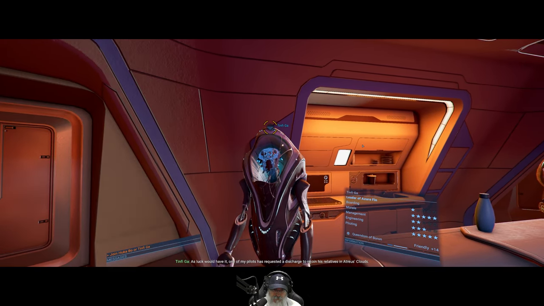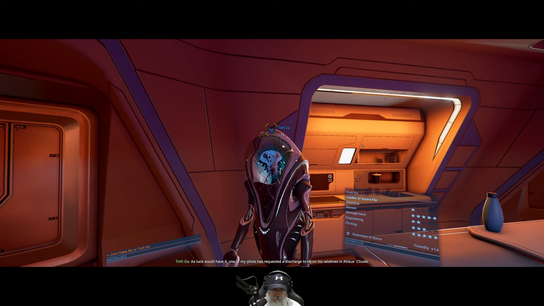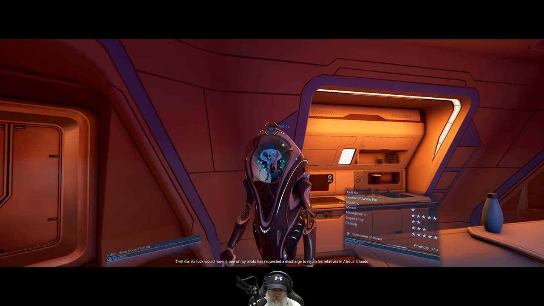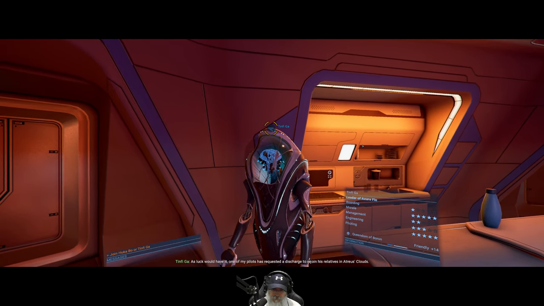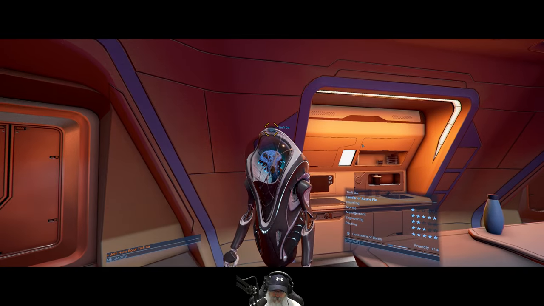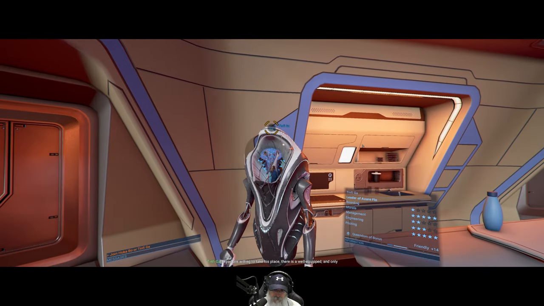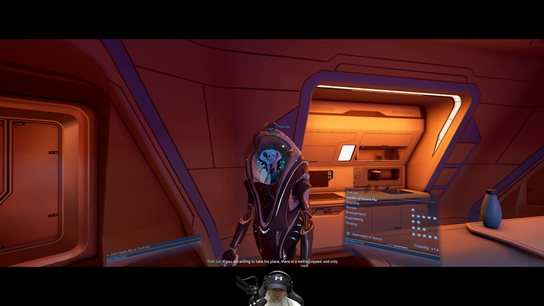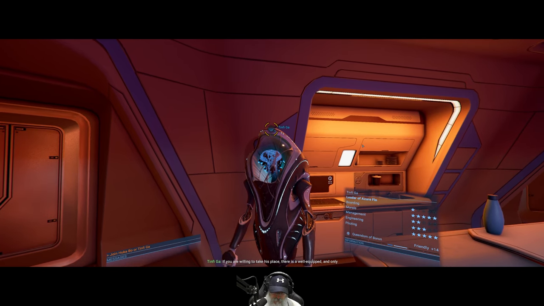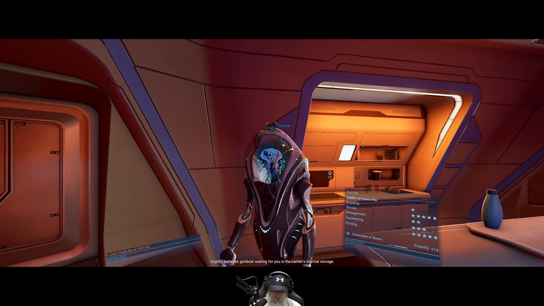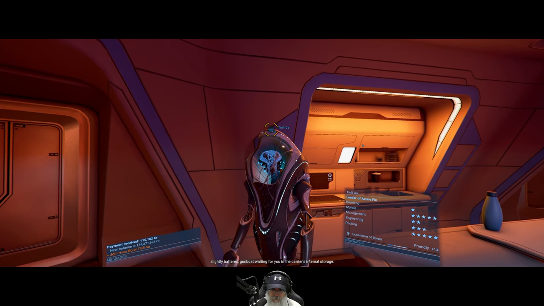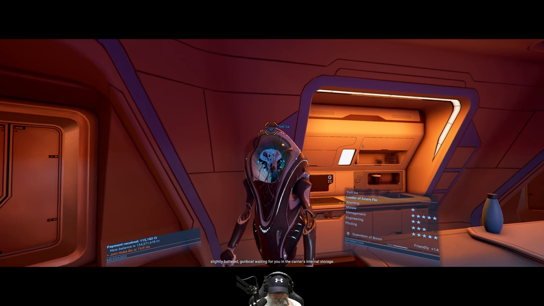As luck would have it, one of my pilots has requested a discharge to join his relatives in Atreus Clouds. If you are willing to take his place, there is a well-equipped and only slightly battered gunboat waiting for you in the carrier's internal storage.